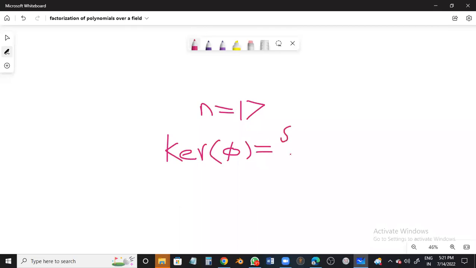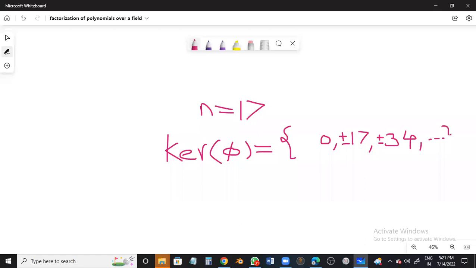Yes, of course. If I divide by 17, I must get remainder 0. What are such elements? 0 is there. 17 itself is there. What is the next one? 34. Yes, and so on, with plus sign also and minus sign also.